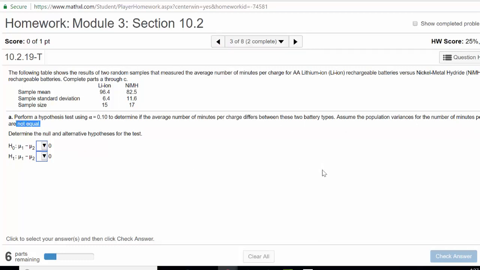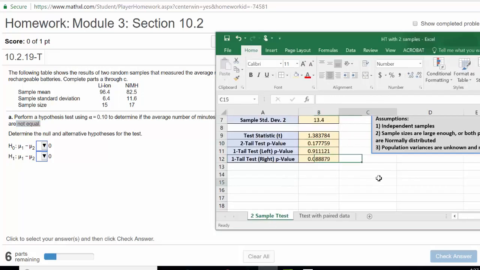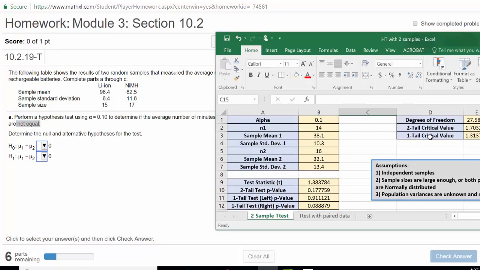Okay, when the variances are equal, there's a slightly different method, and you are not responsible for knowing this method right here. Okay, so use this file to solve your homework problems and your weekly activities.